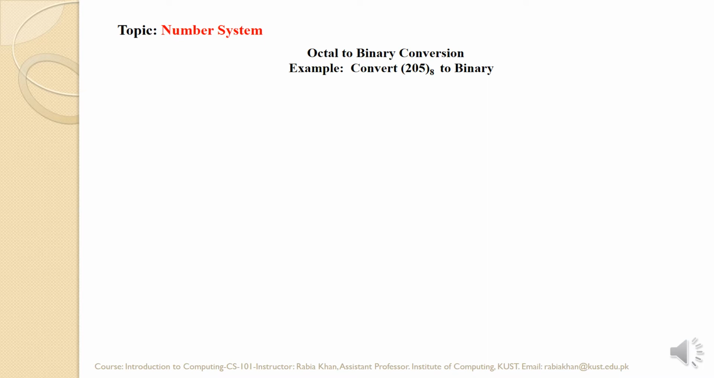Here you can see we are given an octal number 205, and we need to convert it to binary number. Here we are going to follow the indirect method. As the indirect method says, first the given octal number has to be converted to decimal number.